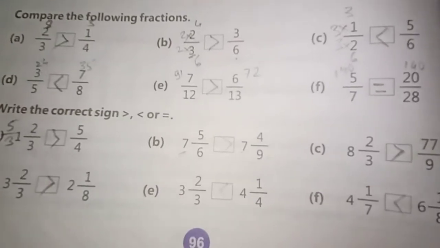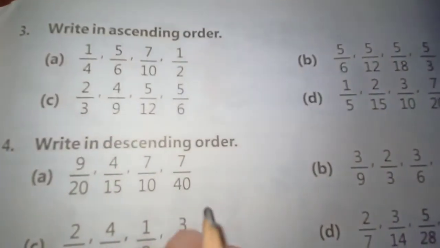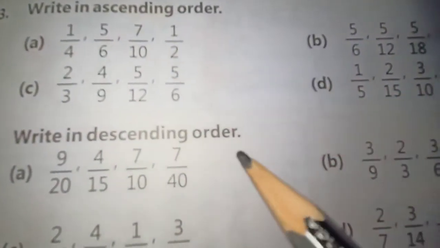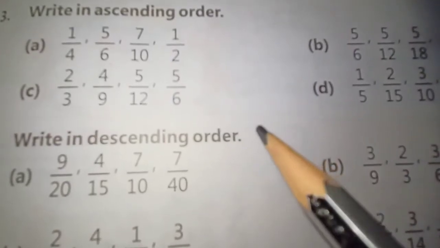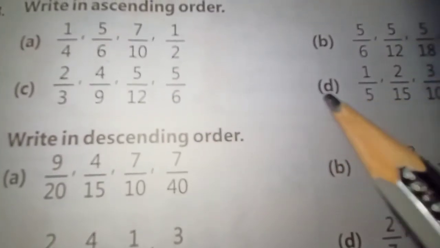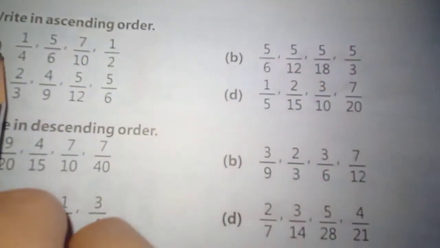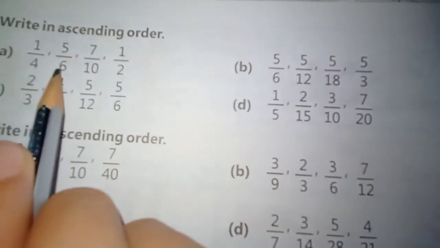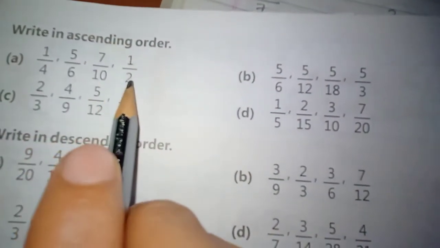In the same way we will do the rest of the question also. Question number 3. Write in ascending order. Here 1 by 4, 5 by 6, 7 by 10 and 1 by 2 are given. First of all we have to find the LCM of the denominators. The LCM is 60. Now we have to make the denominators 60. So we multiply by 15 here, 10 here, 6 here and 30 here.